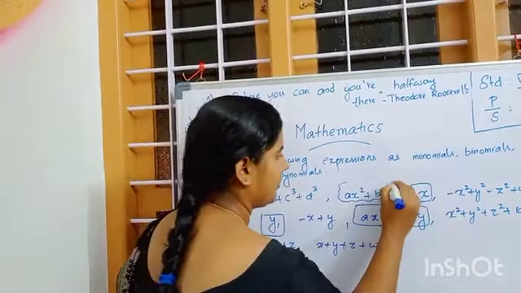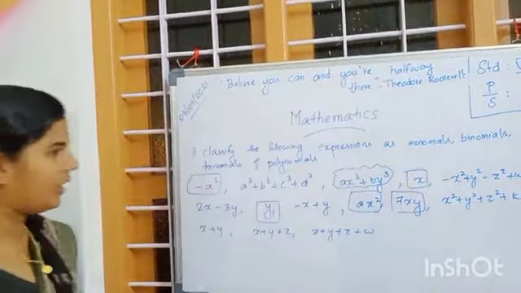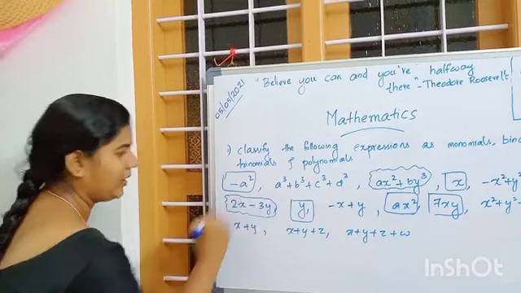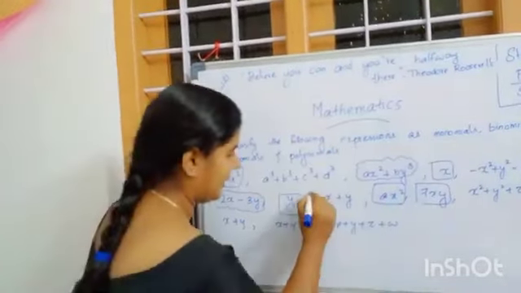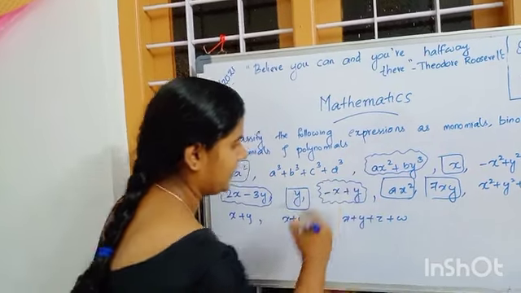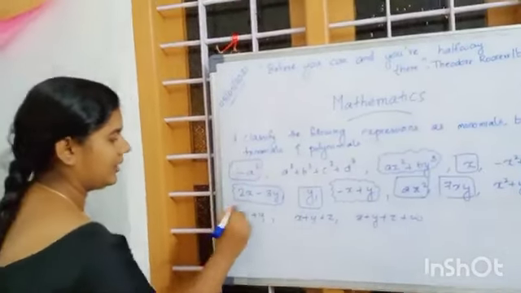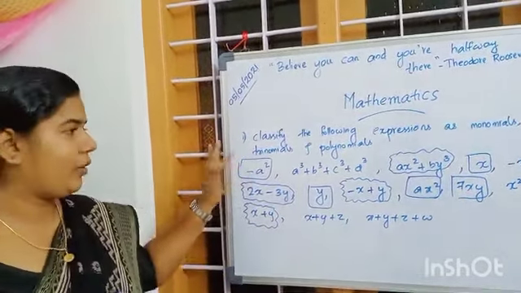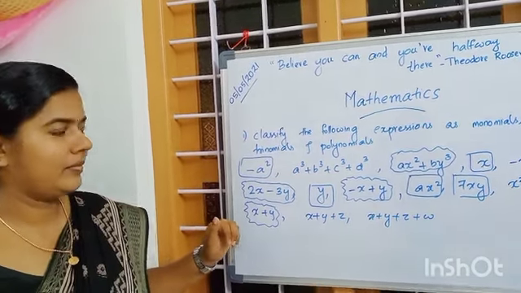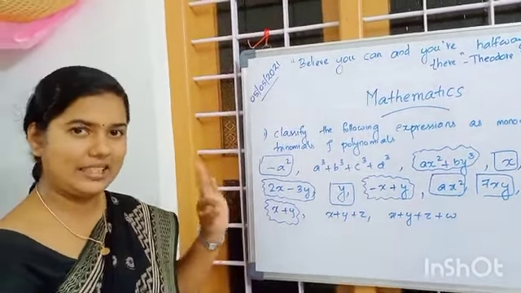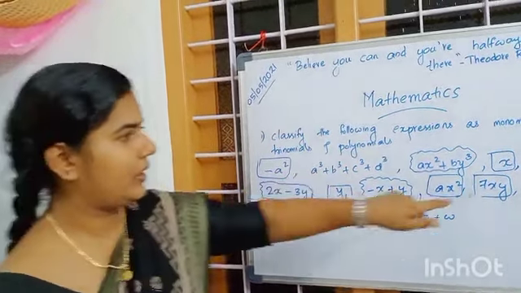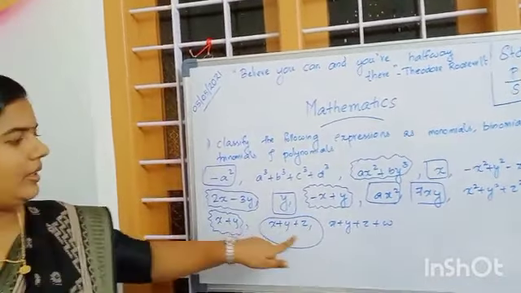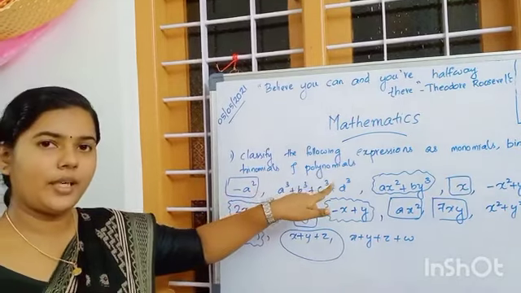So this is binomial. What about the next one? Yes, this is also a binomial. And yes, this is also a binomial. Then this is also a binomial. Clear, right? Okay. What about trinomials? Trinomial means an expression with 3 terms. So this is not, this is not, this is not. So this is the only trinomial we have. And what about the polynomials?